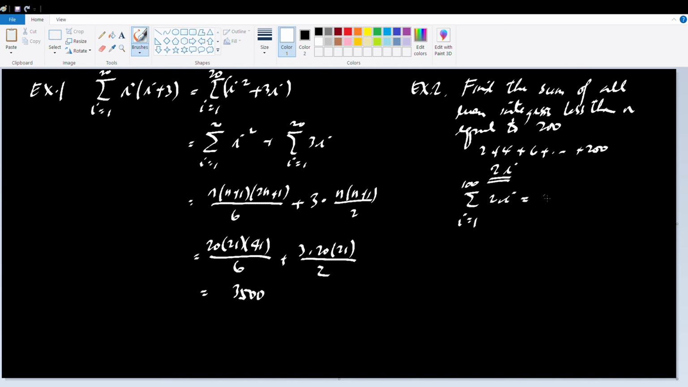So that is equivalent to 2 times the sum of i, which is (n plus 1) all over 2. So 2 will cancel. That will be 100 times 101. So that will be 10,100. Okay? So 100 times 100 is 10,000 plus 100 is 10,100.